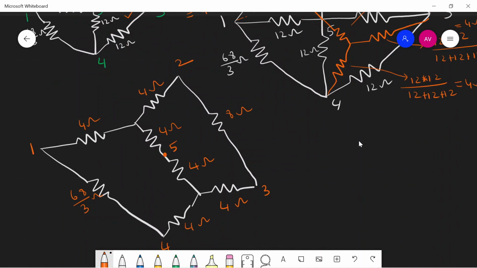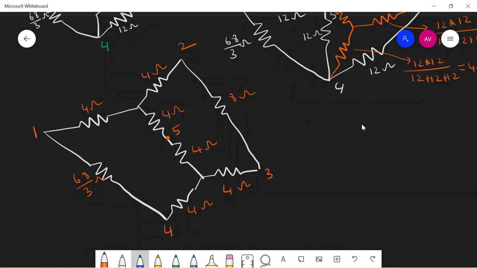So from this figure we can put more node points, and I want to number this node point as 6 and this node point as 7. Okay, from this figure I can see that the 4 and 8 ohm resistors are in series. So I can replace them with R equivalent, R equivalent equal to 4 plus 8, that equals 12 ohm. Okay, I'll redraw the figure now.